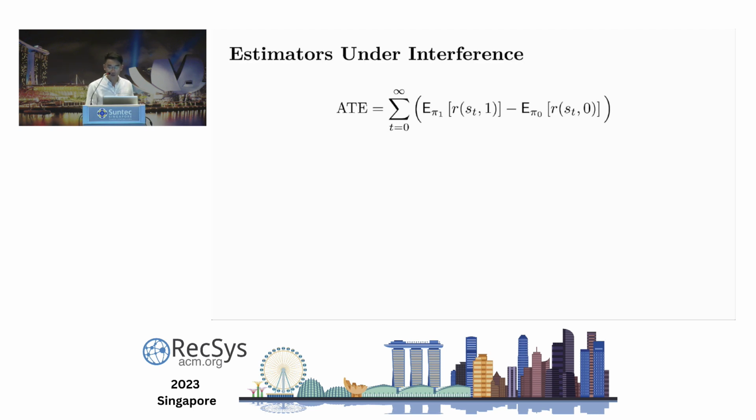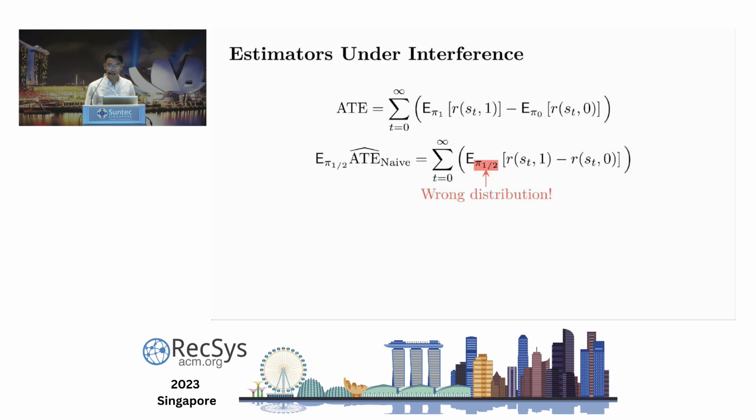Now, the naive estimator, which we talked about at the beginning, is simply the following. It's the sum over all time of the difference between rewards when you took action 1 versus action 0, where states are drawn according to the experiment policy. The issue with the naive estimator is precisely that the states are drawn from the experiment policy. So when you take an expectation, you get an expected value under the experiment policy, and that's the wrong distribution compared to the average treatment effect you'd like to estimate. This distribution mismatch is precisely the source of bias in the naive estimator.